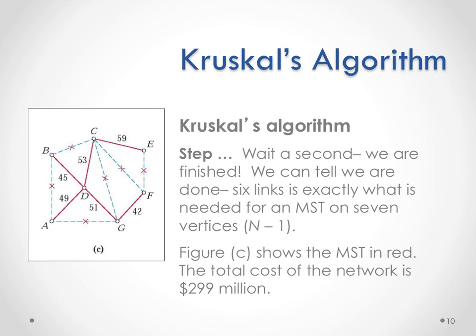And at this point, we're finished. If we look at it, we are looking at a tree. It's a minimum spanning tree. 6 links is what we needed because we have 7 vertices. And now we can add up all the numbers associated with it and find out the total cost of the network is $299 million. And we know that this is the minimal spanning tree. We did it quickly, so it's efficient, and we found the minimal spanning tree, which is optimal.